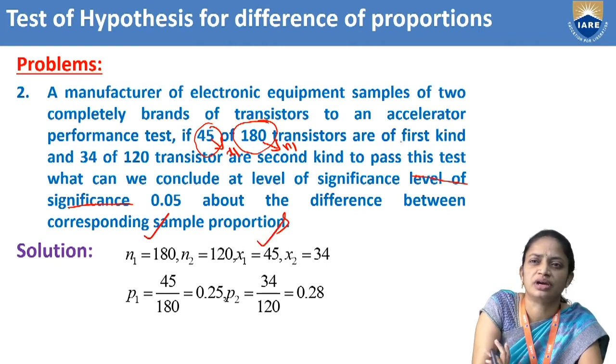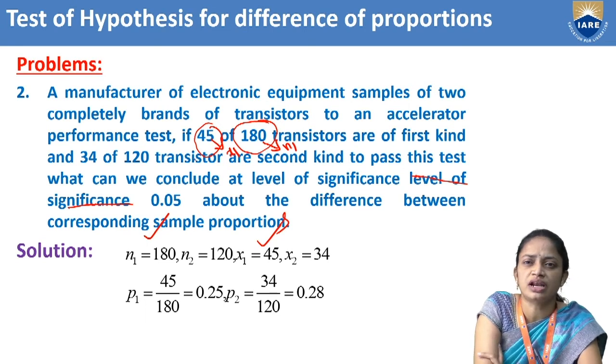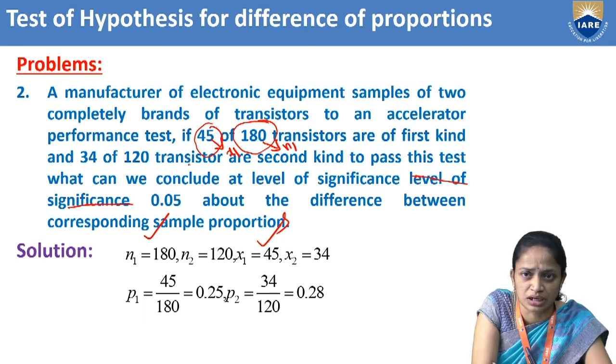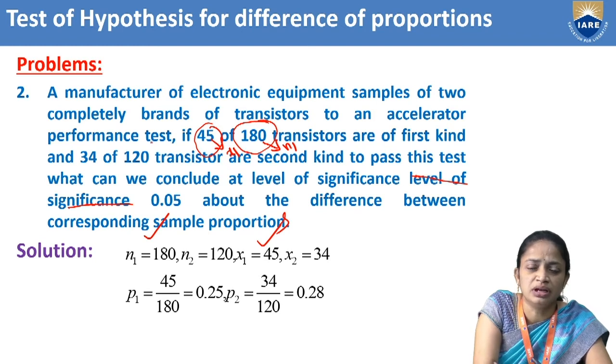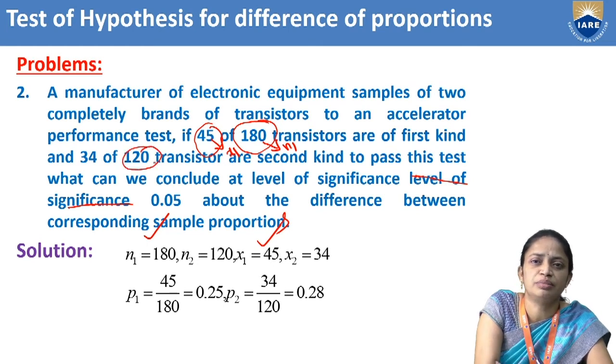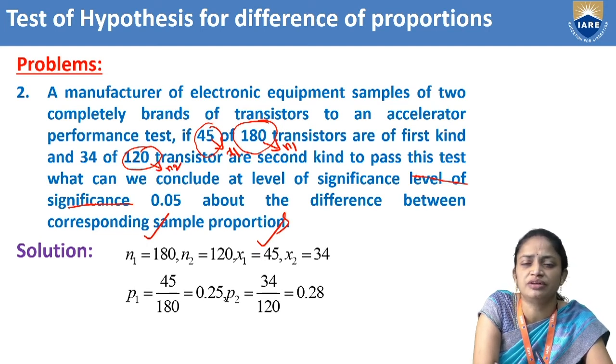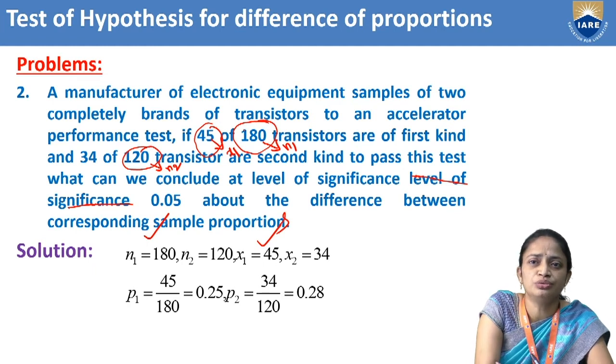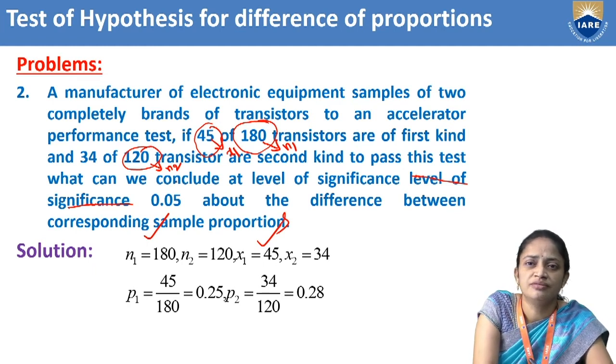x1 equal to 45, and 34 of 120 transistors in the second sample. How many transistors are there in the second sample? 120 transistors are there. So the size of this sample is 120. The sample size is denoted with n, but here we have two samples, so we write n2 equal to 120.